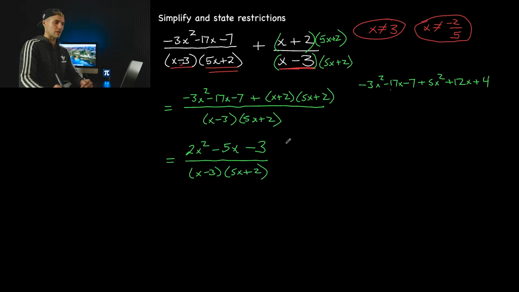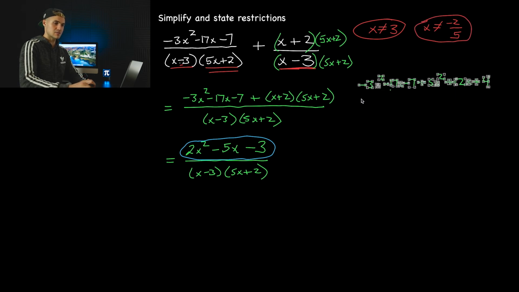However, here's the trick with this specific one. You don't want to just leave it like this. You always want to factor the simplified numerator that you get, because factors can potentially cancel out again. It's rare that it happens, but sometimes it does, and you have to check for that. So we have to take this numerator now, 2x squared minus 5x minus 3, and factor it. So let's do that right here.